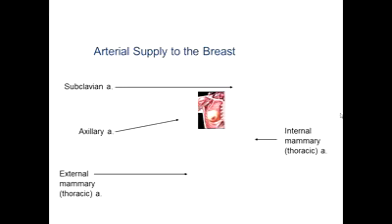Subclavian, axillary, external mammary and internal mammary. This is the set of sources of blood supply to the breast: the subclavian artery, axillary artery, external mammary or thoracic artery, and internal mammary or internal thoracic artery.